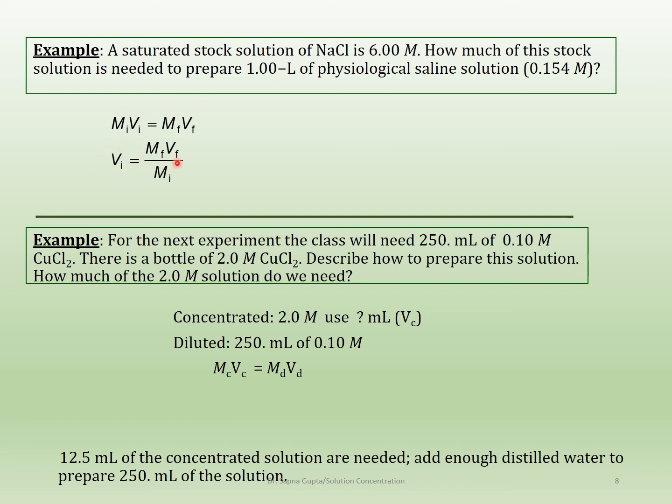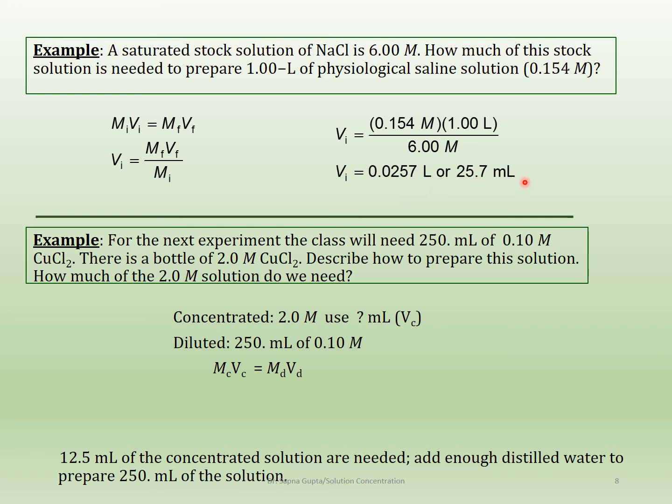So you do the cross multiplication. So MF and VF, which is the final moles that you will get, divided by M1, which is the initial, the more concentrated one. You plug in all your numbers in here. So 0.15 times the 1 liter, which is how much you need. So that's the final concentration and final volume divided by the initial concentration. So you need 0.0257 liters or 25.7 milliliters.